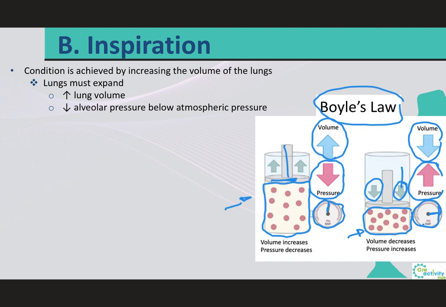Conversely, if the piston is actually raised to increase the volume, then the pressure decreases. And therefore, we can say that the pressure of a gas will vary inversely with the volume. So therefore, for you to be able to inspire air, to get more air into your lungs, they must be able to expand, so they must be able to increase the volume. And therefore, if you're increasing the volume, then the alveolar pressure will fall below the atmospheric pressure, and this allows the air to enter into the lungs.